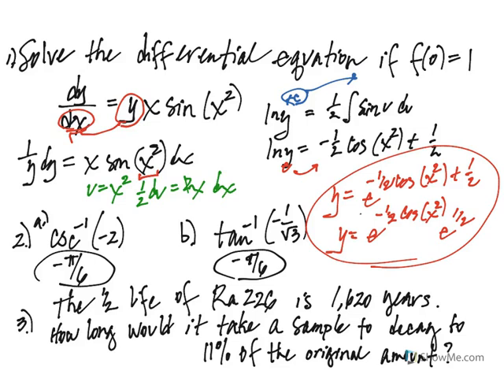The half-life of radium-226 is 1,620 years. How many years will it take for a sample to decay to 11% of the original amount? So if you recall, what I want to first do is find k. So I'm going to pick convenient values before I use the numbers in the problem, and I'm going to use 2 and 1.